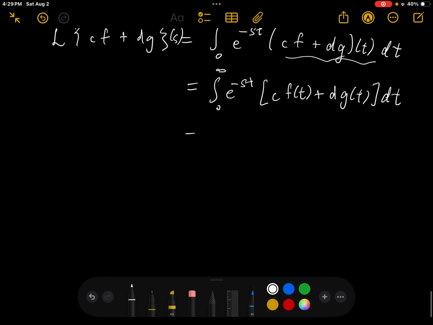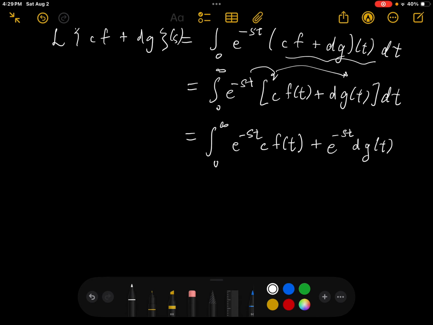And then let's distribute the e to the minus st across. So I'm going to get the integral from 0 to infinity of c times e to the minus st f of t. In fact, I don't even have to write it in that order. I'll just write it as e to the minus st times c times f of t plus e to the minus st times d times g of t. So I'm integrating this dt.